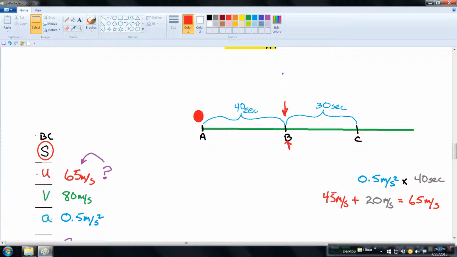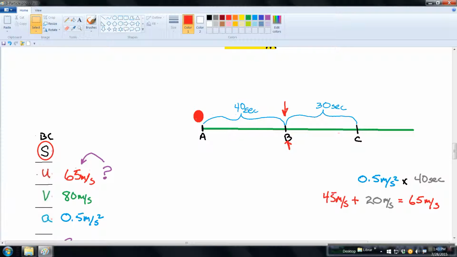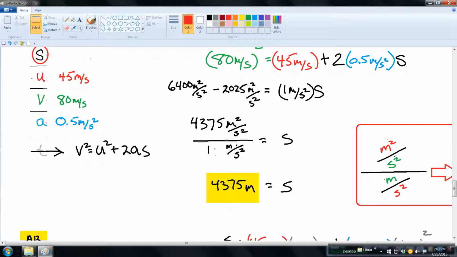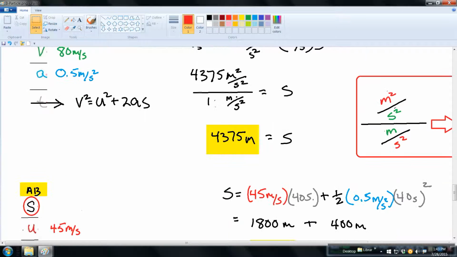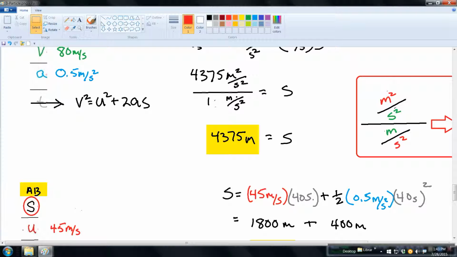I'll scroll back down again. The other one was to find A to B. What do we have? We've got time, we've got initial velocity, 45 meters per second, and we've got acceleration, 0.5. So we've got 3 out of the 5, and we could find A to B too. There's the math for A to C, and there's the math for A to B using the 3 things I just mentioned. So it's 2,200 meters from A to B, and A to C is 4375.